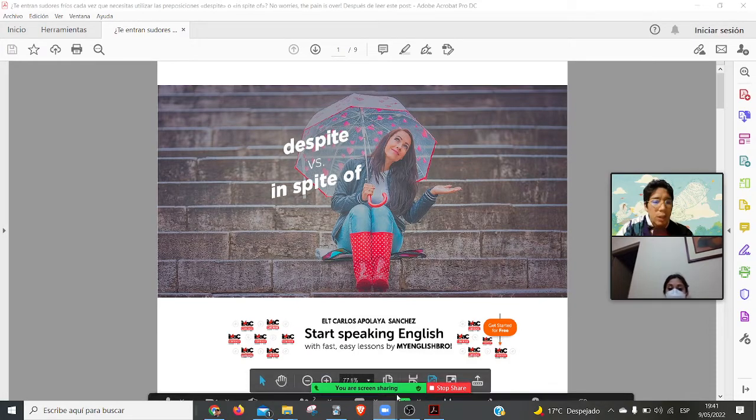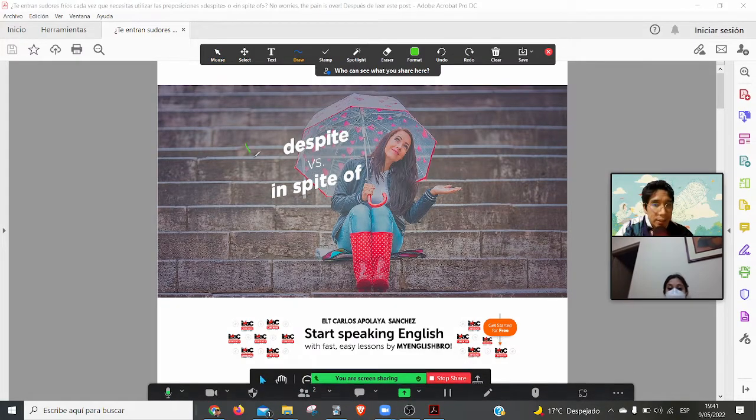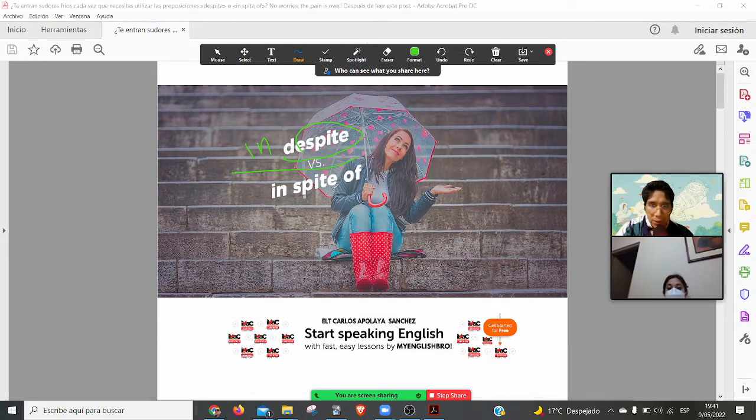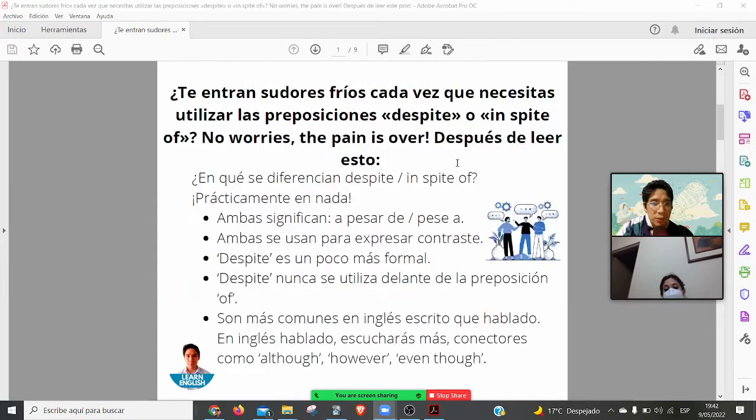Es the same. Pero recuerda, nunca vas a decir in despite. Solamente es despite. Y el otro es in spite of. Tampoco es despite of. Nunca. El despite va alone. ¿Ok? Va solito. Focus on this. Aquí te he puesto. ¿En qué diferencia despite y in spite of?